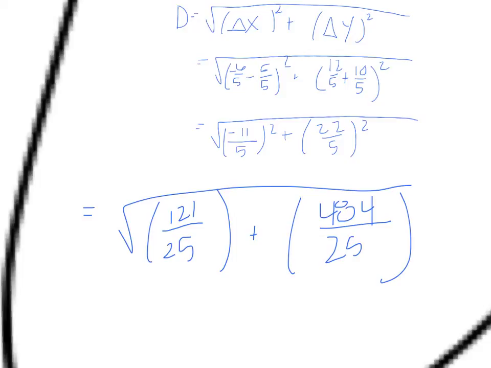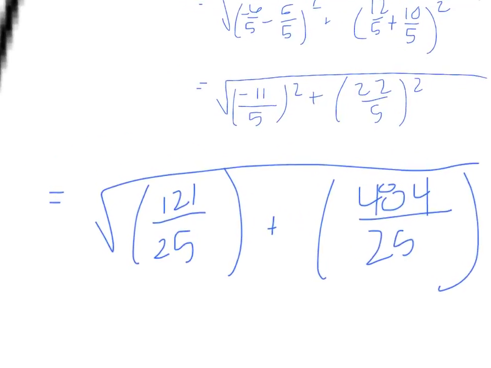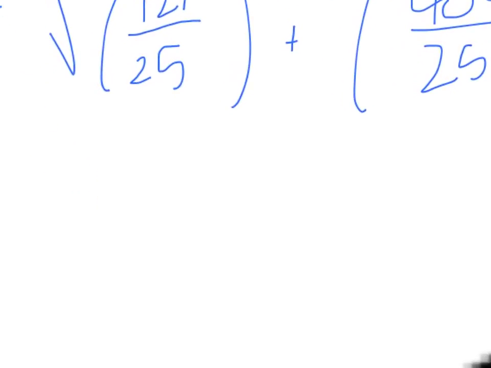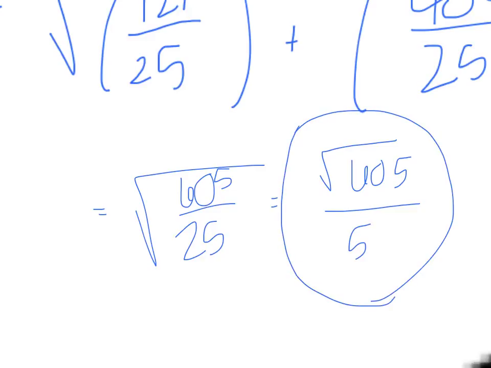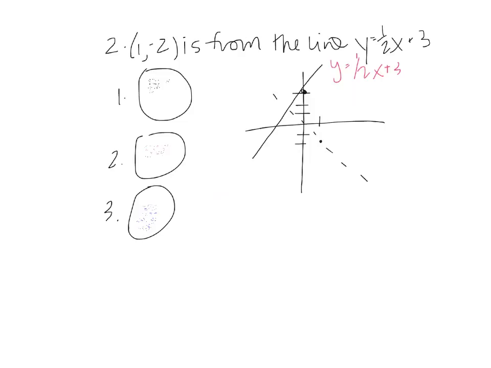And then you add those. And you're going to get the square root of 605 over 25. And then you can square root 25, but you cannot square root your 605. So 605 stays as the root of 605, and you get that. And this should be your final answer. So the distance is root 605 over 5 units.